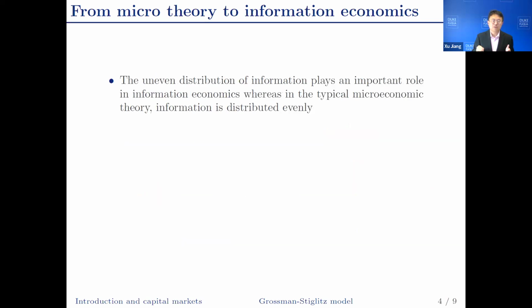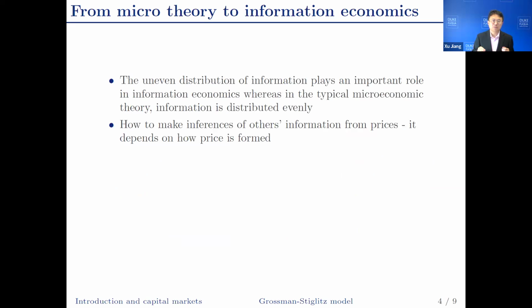As a summary, in information economics models, information is distributed unevenly, and this plays an important role in those models. In all information economics models with prices, a crucial issue is how to infer others' information from prices, because price aggregates everybody's demand, and so it aggregates others' information. Such inferences depend on how price is formed.